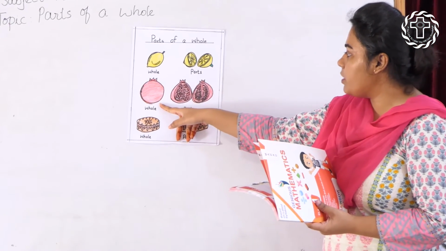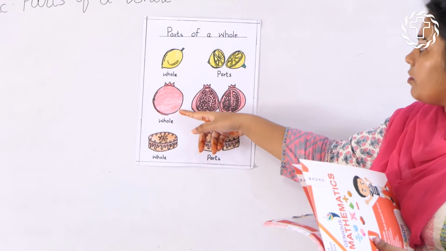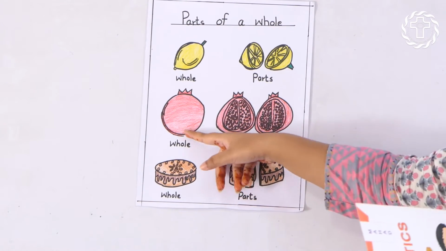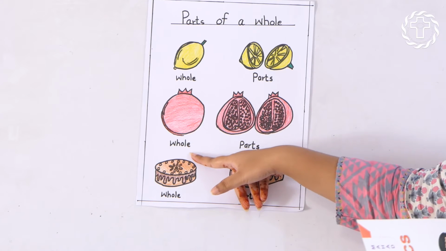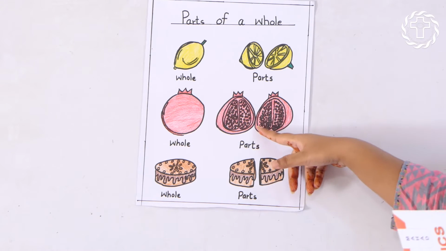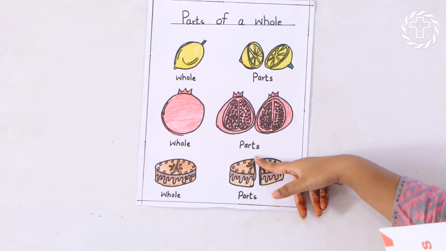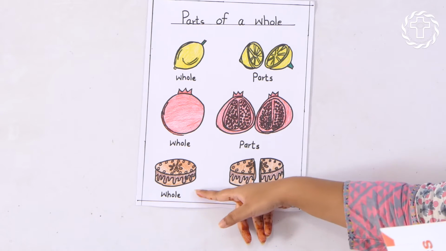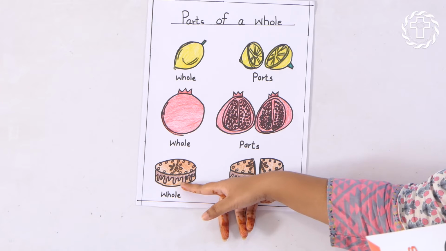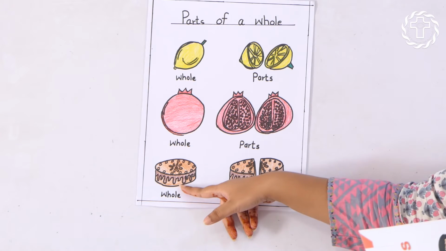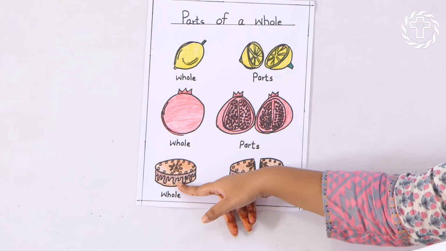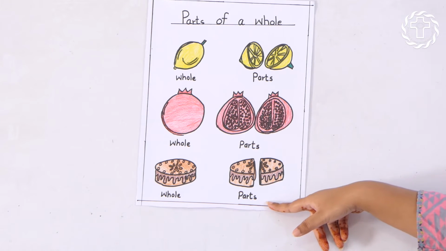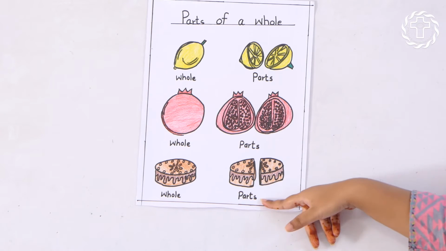Now, the second one is this. Which picture is this? A pomegranate. This is a whole pomegranate, and this is the parts of a pomegranate. Two parts of a pomegranate. And the third one is, which picture is this? A cake. This is a whole cake, and this is divided into two half parts. Two equal parts.